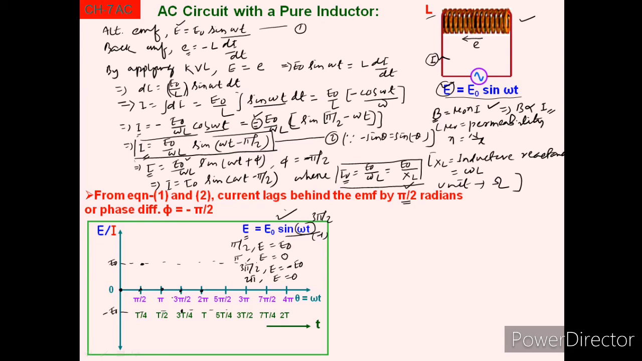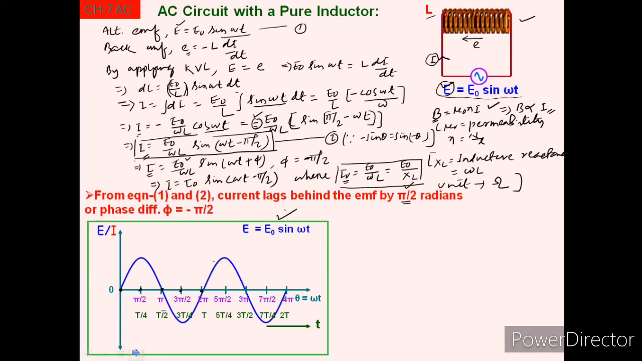So when we join these points by freehand, we get the sine curve. The curve of alternating EMF E is equal to E naught sin omega t is as shown in the figure, where the maximum value is shown by E naught at pi by 2.